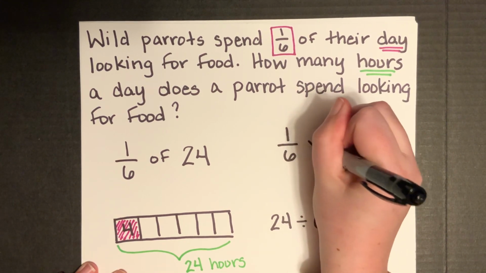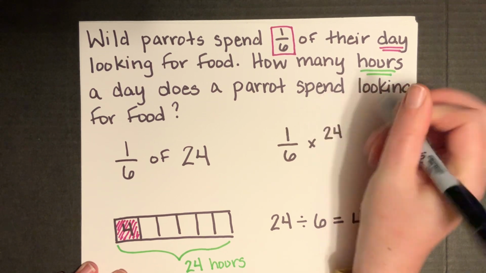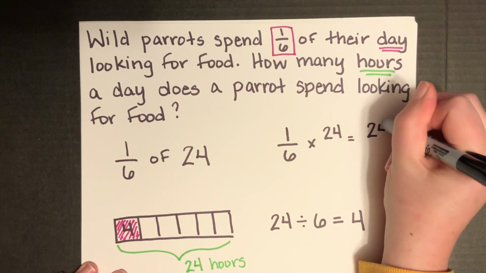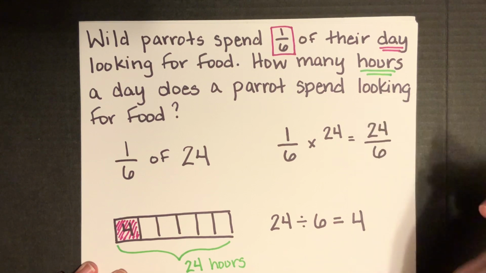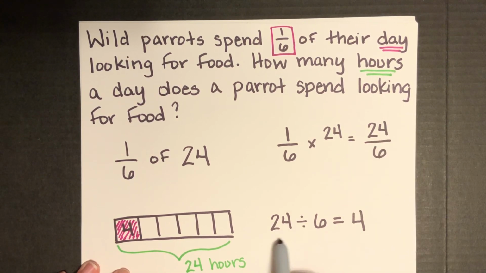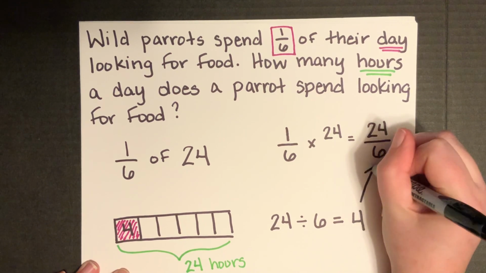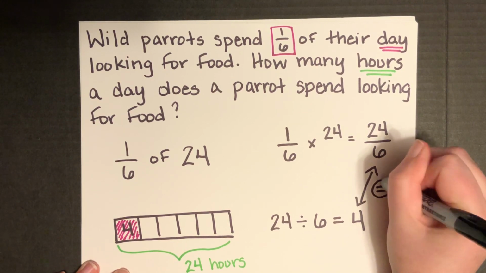So this is the modeling. Another way we could have done this is looking at, well, 1/6 multiplied by 24 is the same as 24/6. And then we could have simplified that, and just like we did here, 24 divided by 6 is equal to 4. So these two are equal to each other.